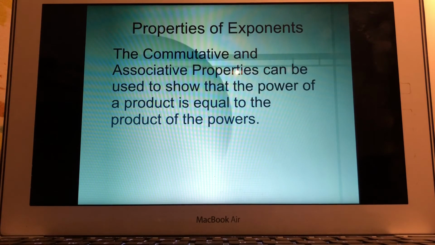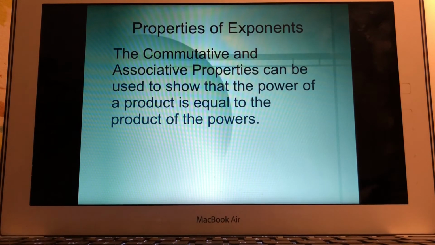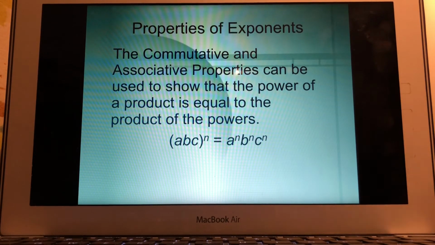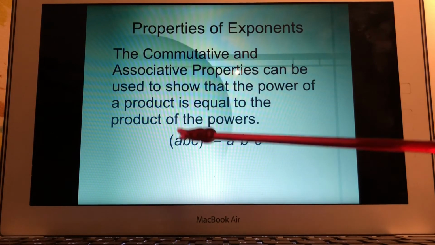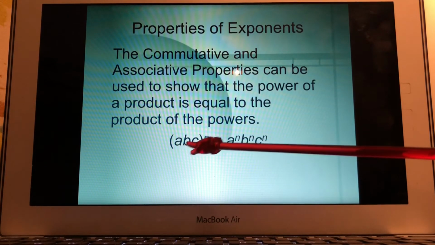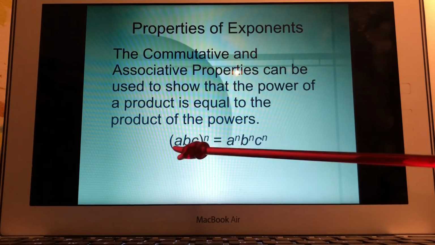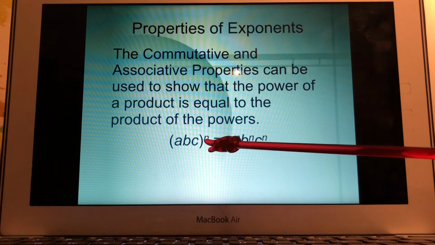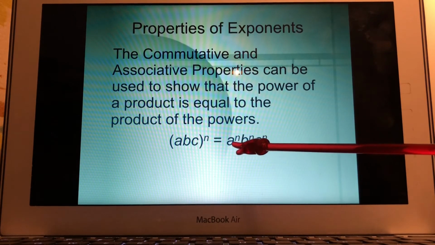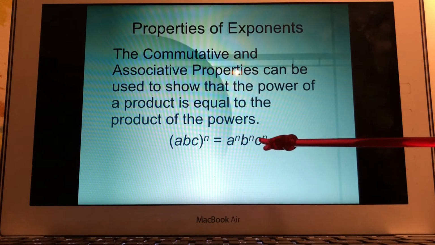Properties of the exponents. The commutative and associative properties can be used to show that the power of a product is equal to the product of its powers. All right, you're probably wondering, what does that mean? Well, let's take a look at the next example here. So, the power of a product, okay, A times B times C, is equal to the product of the powers.